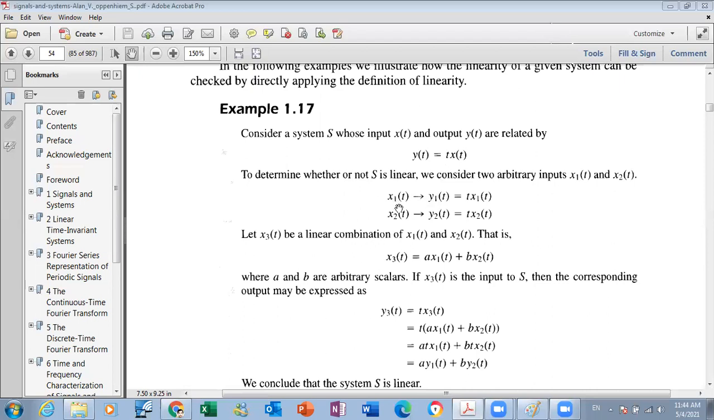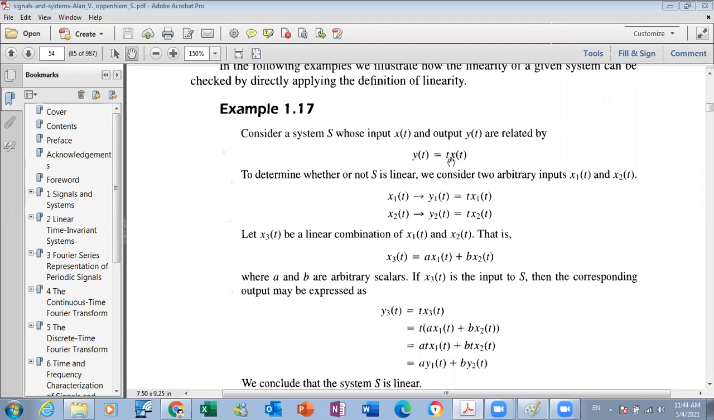Let's see whether the system is linear or not. In the system, we put an input x and the output y is equal to t times x(t). We can intuitively see that this is a linear system, but we have to prove that. So mathematically we will prove that. How do we prove that mathematically?